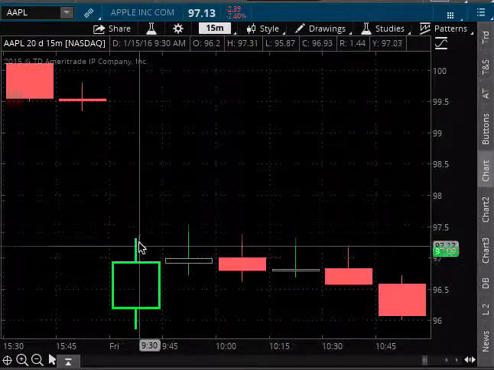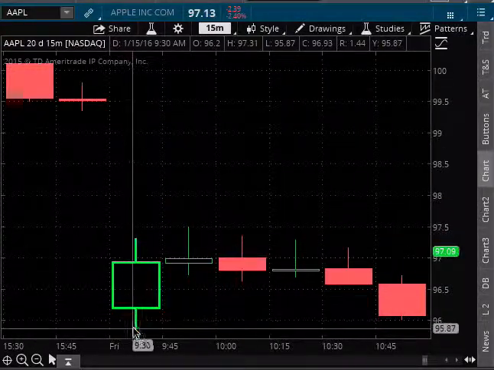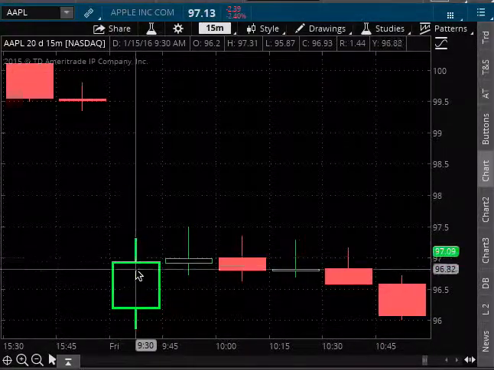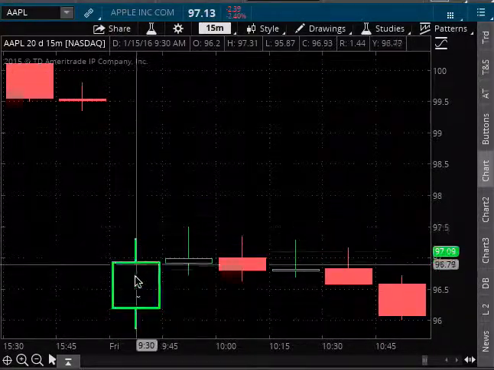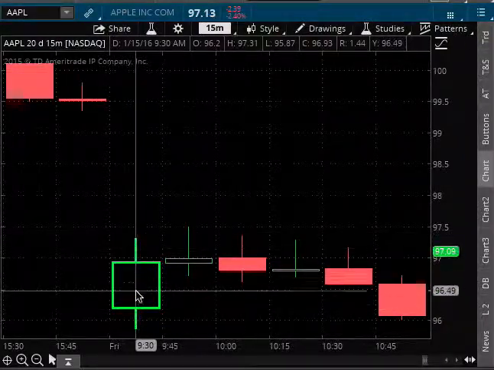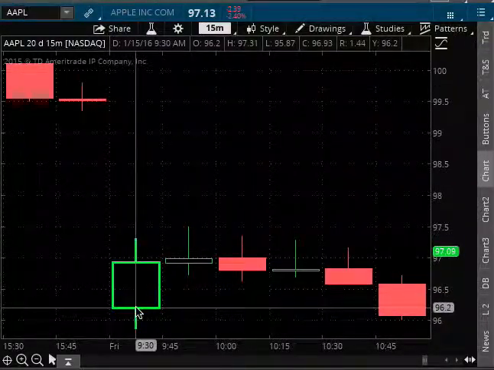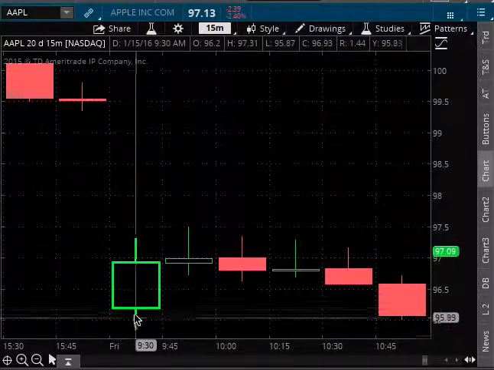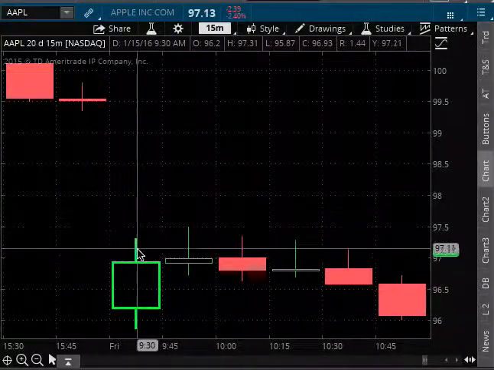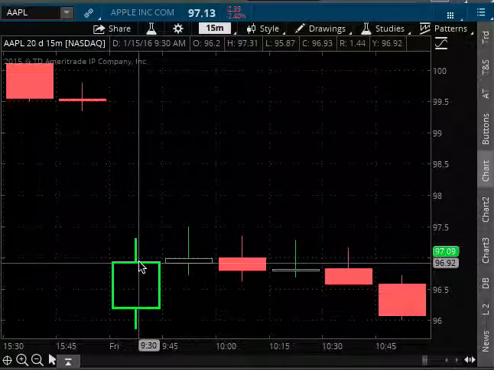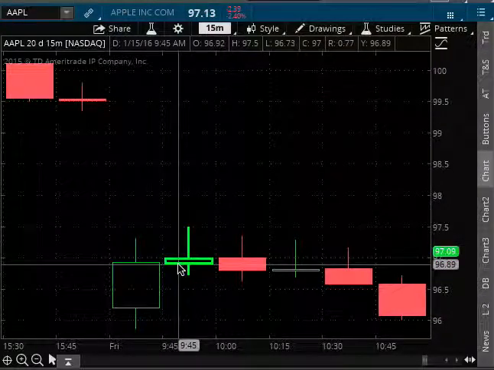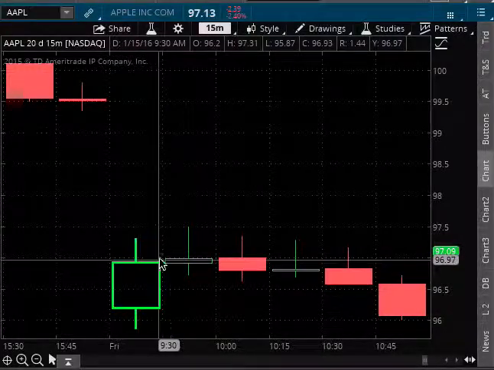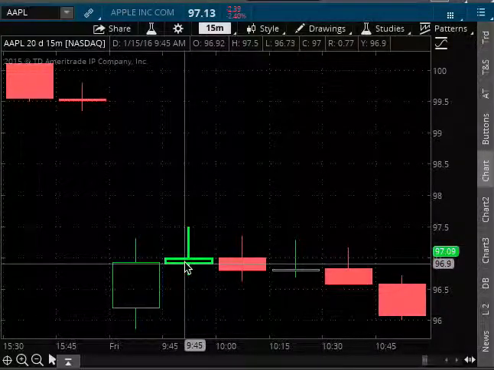Now, what are these little lines here? Those are called wicks. The wick is how much the price fluctuated during that 15-minute time frame. So we may have opened here. The price could have gone up, gone down, gone up, gone down, gone all the way up here. But at the end of the 15 minutes, it closes here. And then the next candle formed. Now, wherever this candle closes, the next candle usually opens at that particular price.